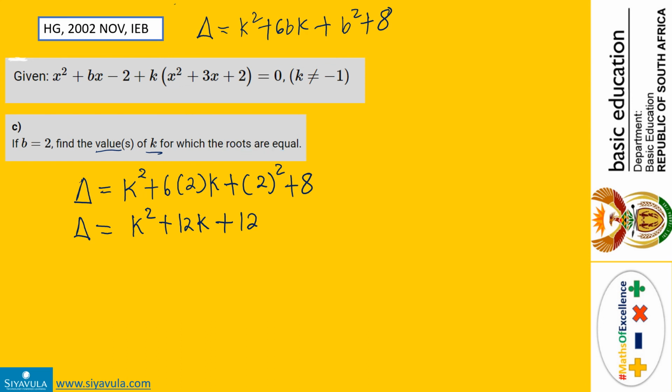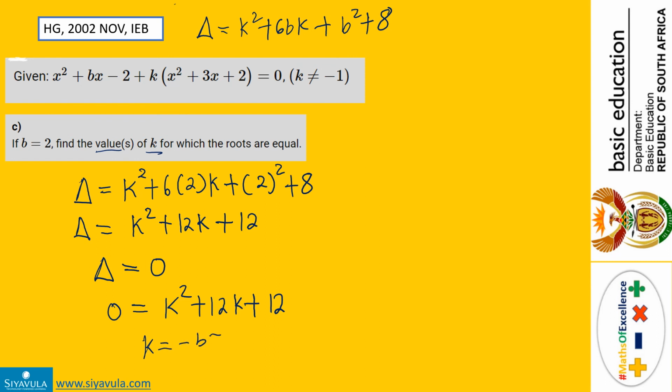We need the values of k for which the roots are equal. What is the condition? When the roots are equal, it is when delta is equal to 0, right? So we're going to equate delta to 0 and solve for k. Great. So our delta is 0. Let's see if we can factorize this. Can we factorize this? Is it possible? It means we're going to use the quadratic formula, right? Let's use our quadratic formula.